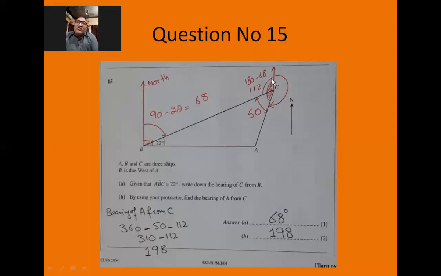So this angle is 112, and this angle is 50. The sum of these three angles will be 360. So the bearing of A from C will be 360 minus 50 minus 112, so that will be 198. So the bearing of A from C, which is this angle, is 198. Hopefully you understand this question.